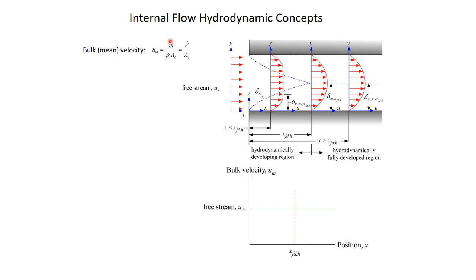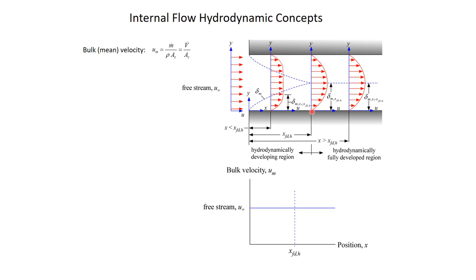So if you think about what this bulk velocity is, this is the velocity that you would be given if you were doing a problem, right? If you had a pipe and somebody said, you know, water is flowing through that pipe at 3 meters per second. Well, I mean, we know now that if you look at what actually is going on inside of that pipe, water is not flowing through that pipe at a uniform velocity of 3 meters per second.